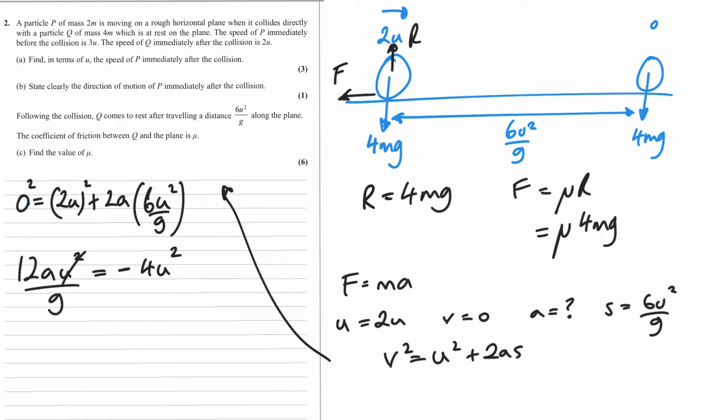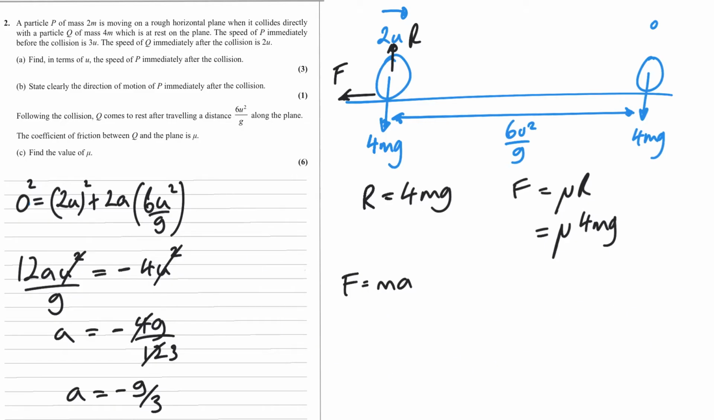Now I can see that I can cancel my u squareds by dividing through by u squared. I want to multiply by g and divide by 4. So a is equal to negative 4g over 12. And of course I can cancel this. So a is negative g over 3, which we know is just a number.